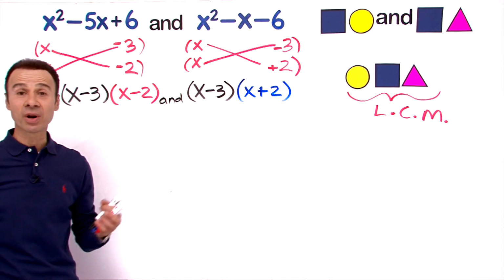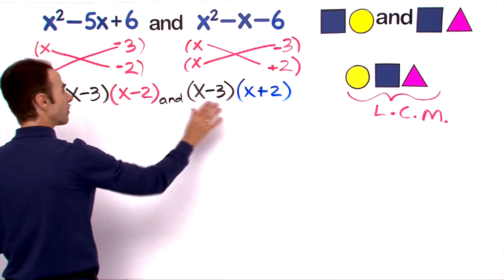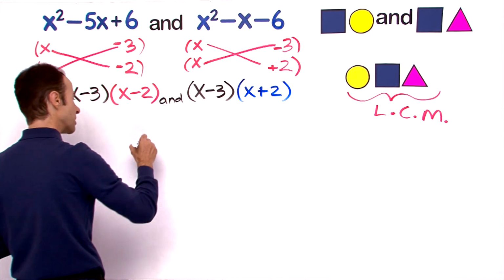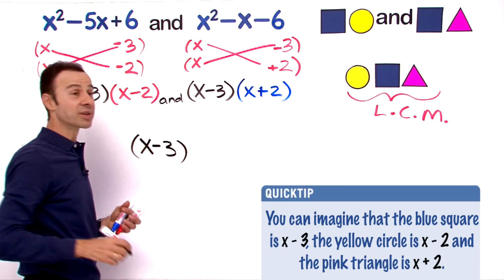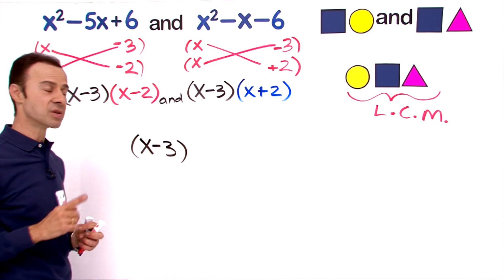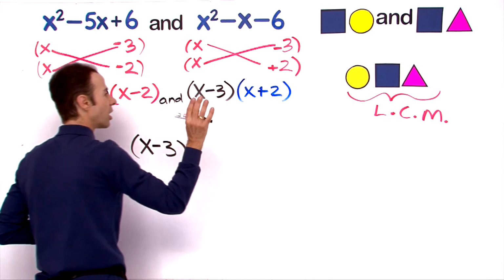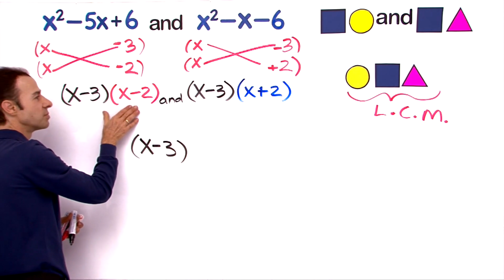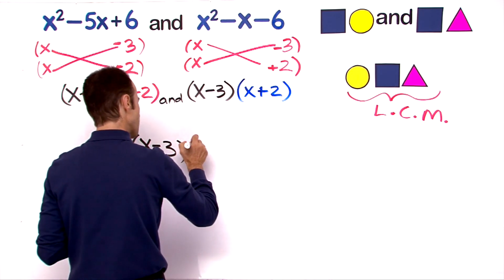The first question you ask is what is common between these two expressions. If I look at both of them, what's common is the x minus 3, so I'll write that down. X minus 3. Because we're looking for the lowest common multiple, that's the first place you go. Next, we've got two more questions. The first question is, what is missing from this side that's present on this side? We've got x minus 3, x minus 2. What's missing that's available over here is the x plus 2. So we can put x plus 2 right over here.